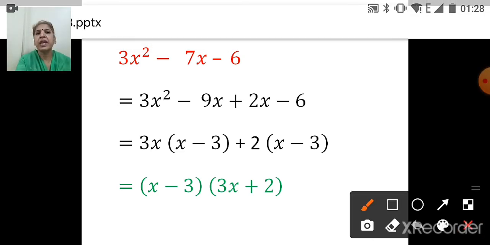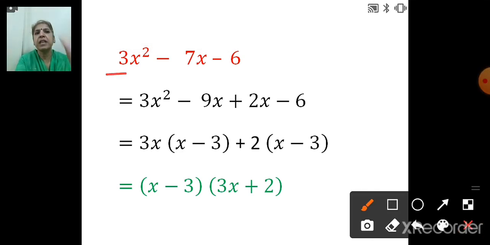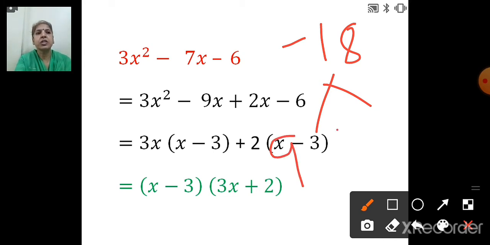Again we have to find the factors. Here x square has the coefficient 3 and the last term is minus 6, so the product is minus 18. 3 times 6 is 18, and it is negative, so we will get the difference. Now what are the factors? Factors of 18: 9 and 2.